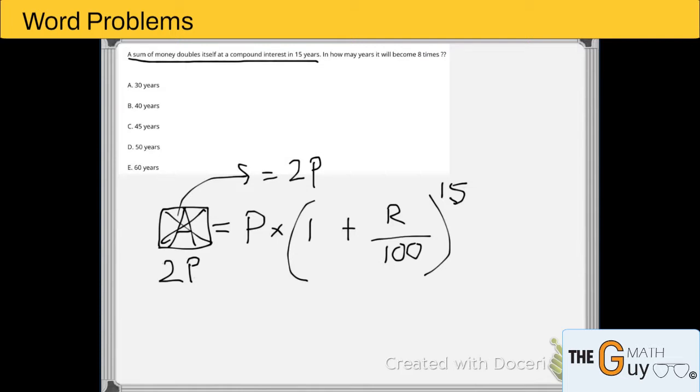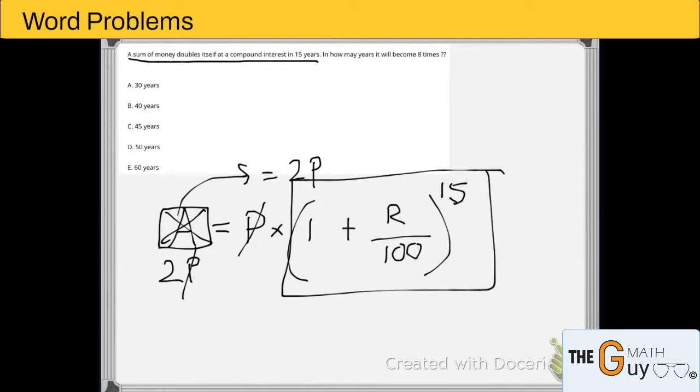So now both sides have p multiplying on both sides, so we can divide both sides by p and we cancel out the p. So what we get to know here is that 1 plus r over 100 to the power of 15 is equal to 2. It's equal to the number 2. Okay, alright. With that, we move on.